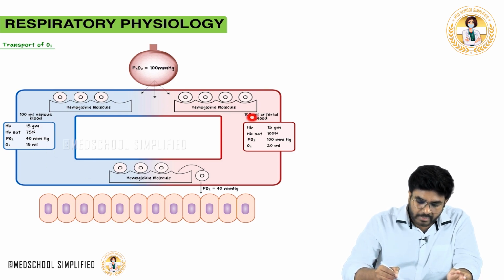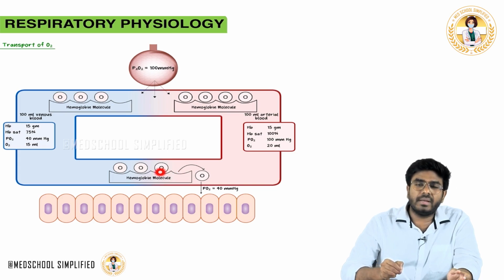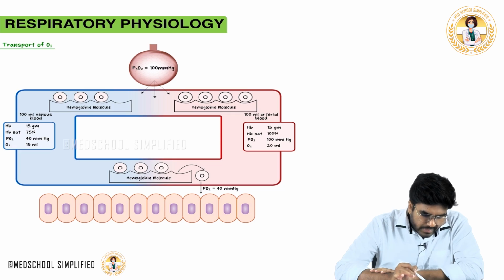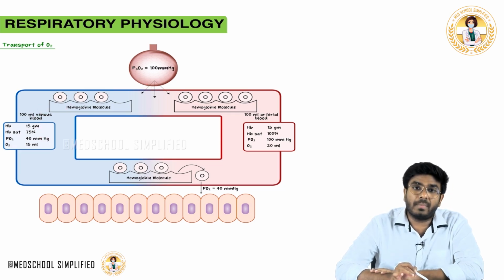Oxygenated blood will carry the oxygen to the tissues. Deoxygenated blood will carry the carbon dioxide. First, let's talk only about the oxygen transport. Now, see, the deoxygenated blood is brought to the alveolus via the pulmonary arteries. The pulmonary arteries carry the deoxygenated blood to the alveolus.